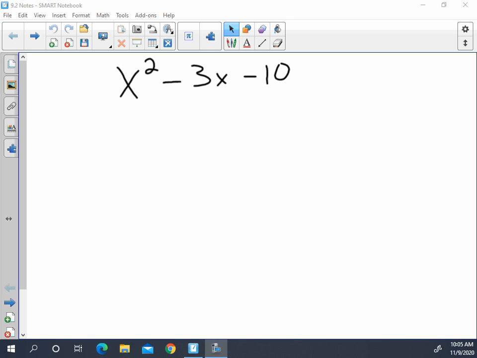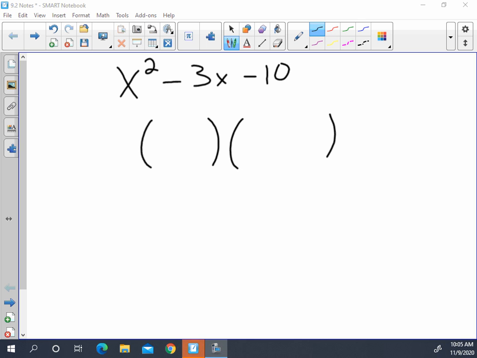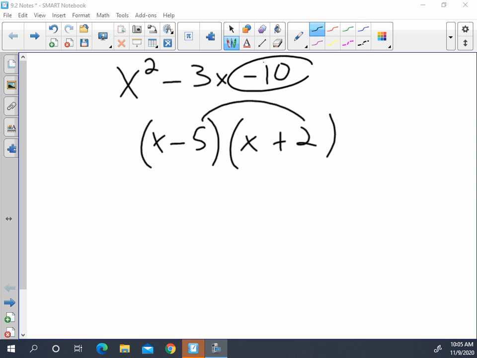Okay, 9.2, we are working with square roots. Do you guys remember when we were working with these trinomials and we had to solve these trinomials with multiplying two binomials? And we had, this one would be x minus 5 times x plus 2, right? Because this gives us negative 10, negative 5 times positive 2 gives us this negative 10.